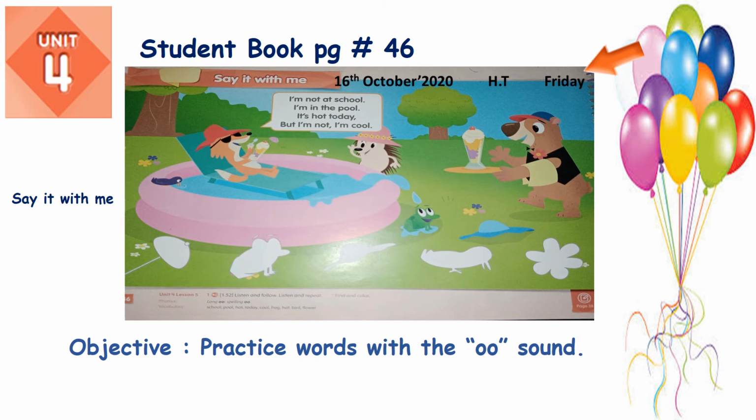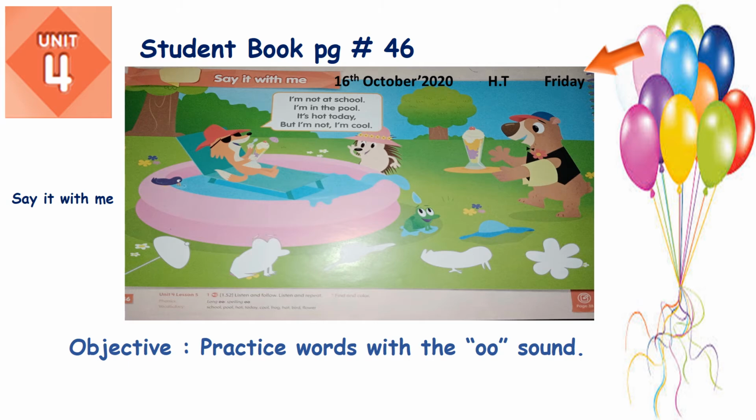Now children, unit 4 from student book, open page number 46. Say it with me. On the top of the page, write 16th October 2020. In the middle, you will write capital H dot capital T and then write Friday. F-R-I-D-A-Y, Friday.